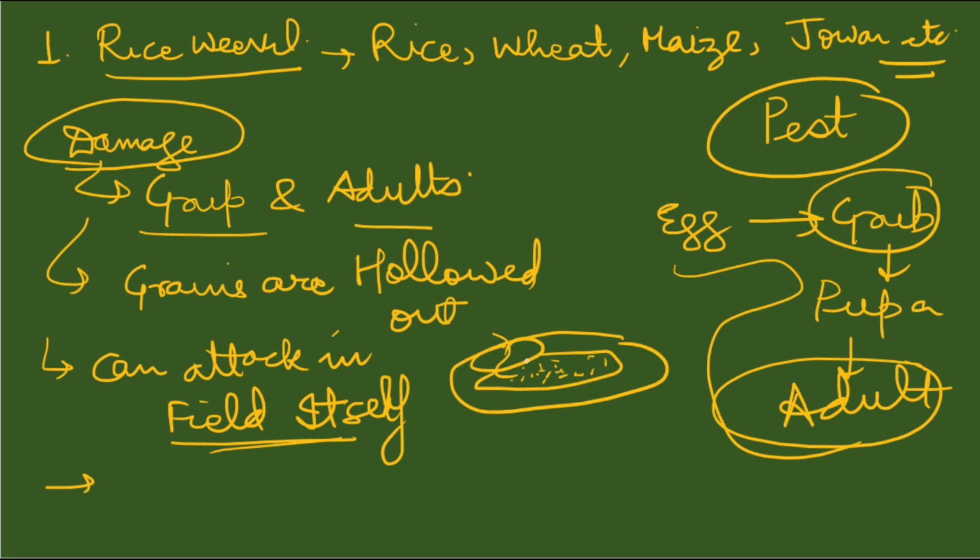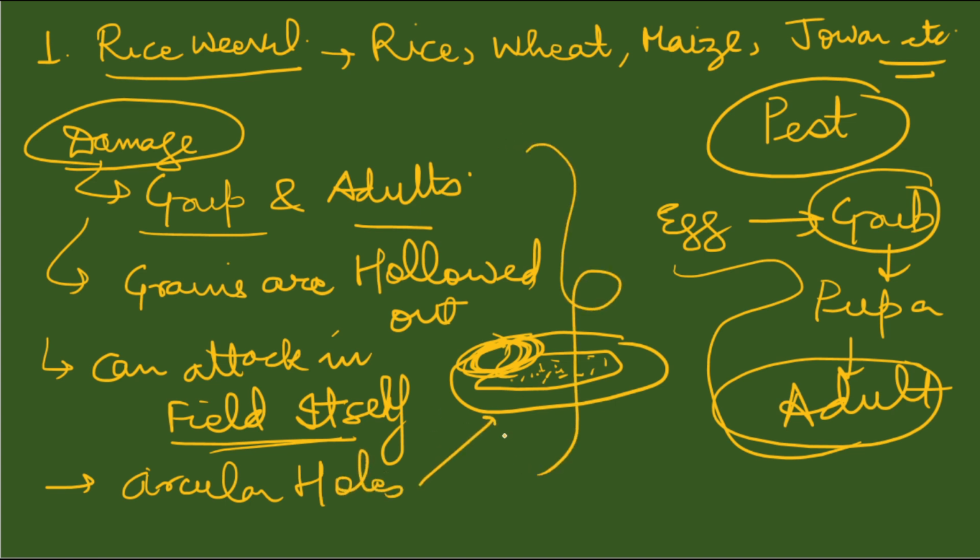What I generally told you here is that the circular holes are cut by the adult, to enter into the grain. So this is how you can find the damage. You will see holes in your grains. You will see a powdery appearance, some type of powdery thing coming out of the grain. Your grains will be hollowed out. So this is how they damage the grains.